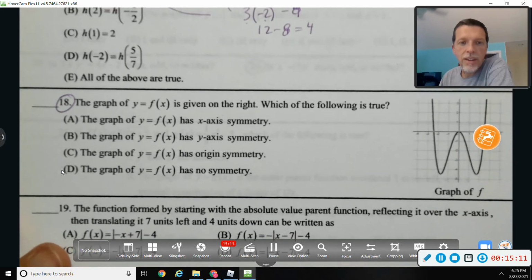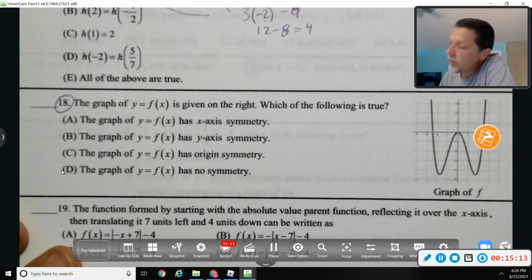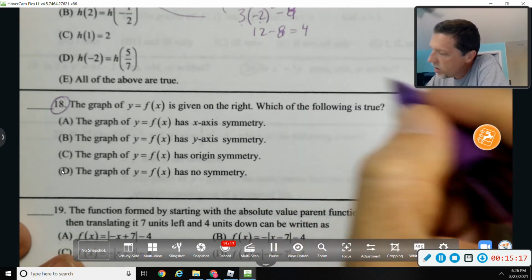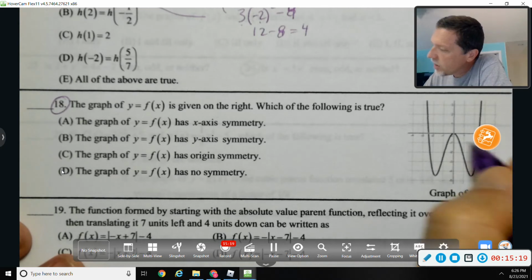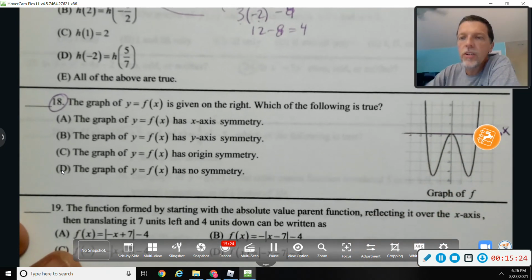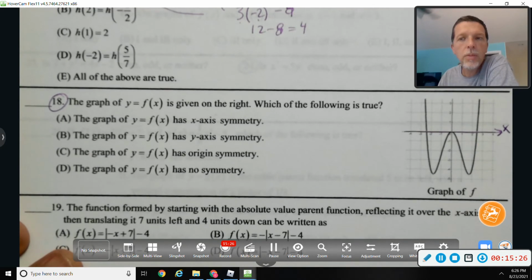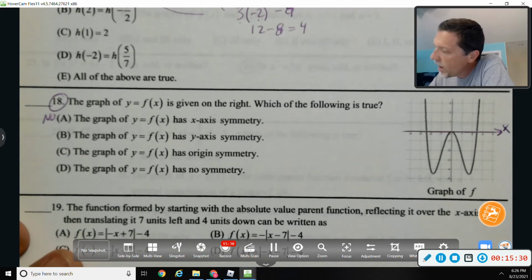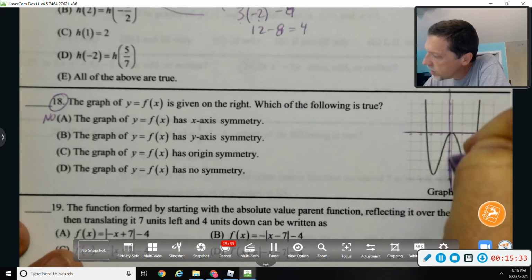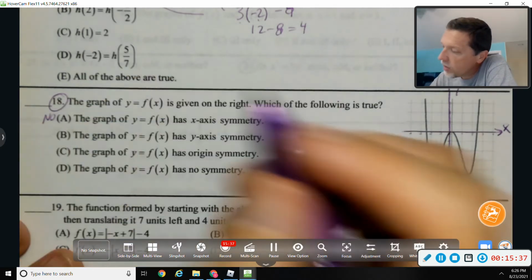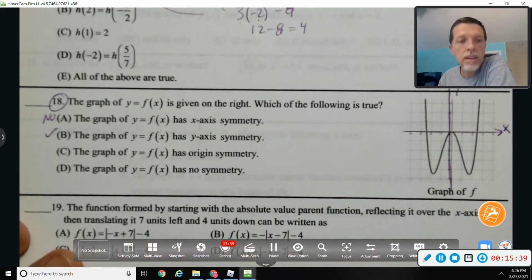Number 18. The graph of y equals f of x is given on the right. Which of the following is true? Okay, x-axis symmetry. There's my x-axis. If I folded this graph on the x-axis, it would not copy onto itself. So that's a no. Y-axis symmetry. Well, here's the y-axis. If I folded it on the y-axis, it would copy onto itself. So I'm thinking B is it. But let's keep going to make sure that that's our answer.